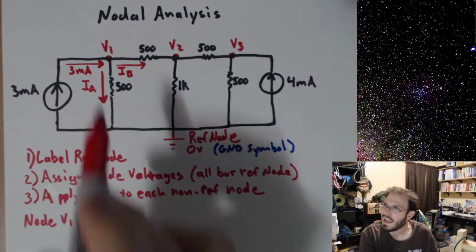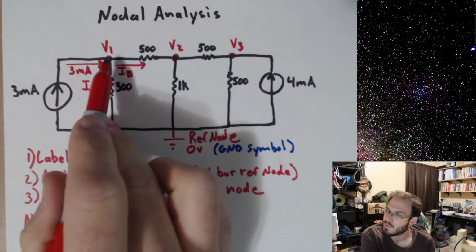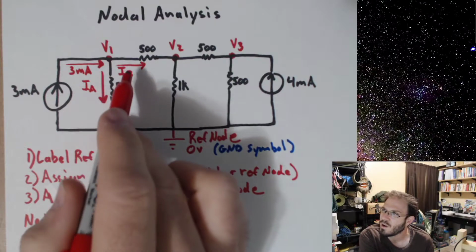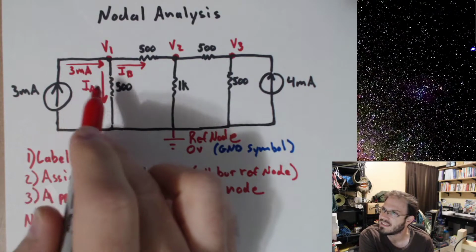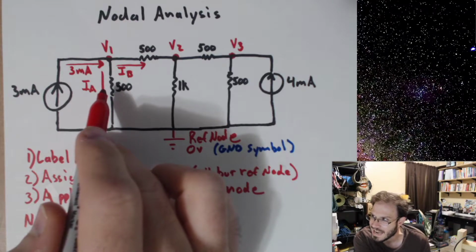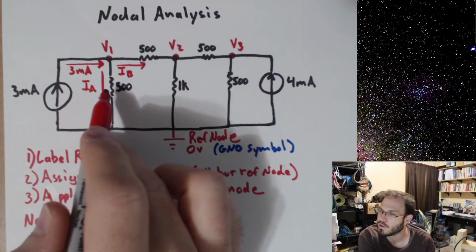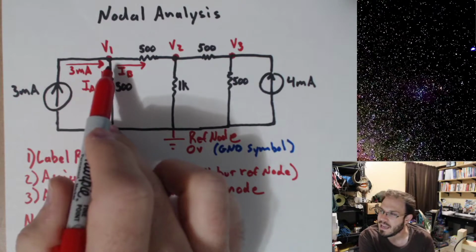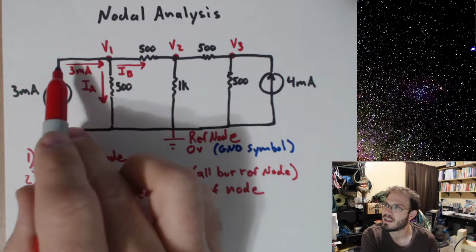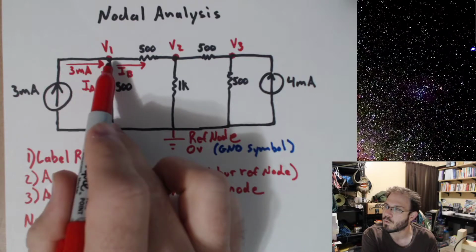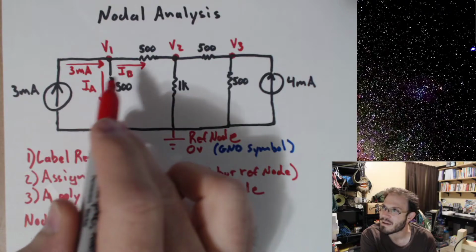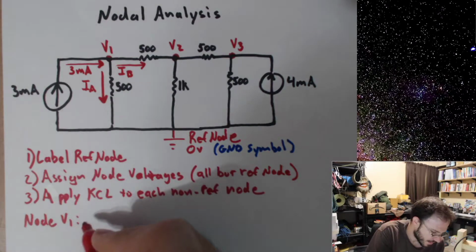Okay, now that I have three currents, which are the only currents involved with this V1 node, I can go ahead and express this in terms of KCL. The sum of all currents entering a node equals the sum of all currents leaving that same node. Well, I have 3 milliamps entering. Nothing else is entering. So this must be equal to the sum of the currents leaving. In other words, IA plus IB.